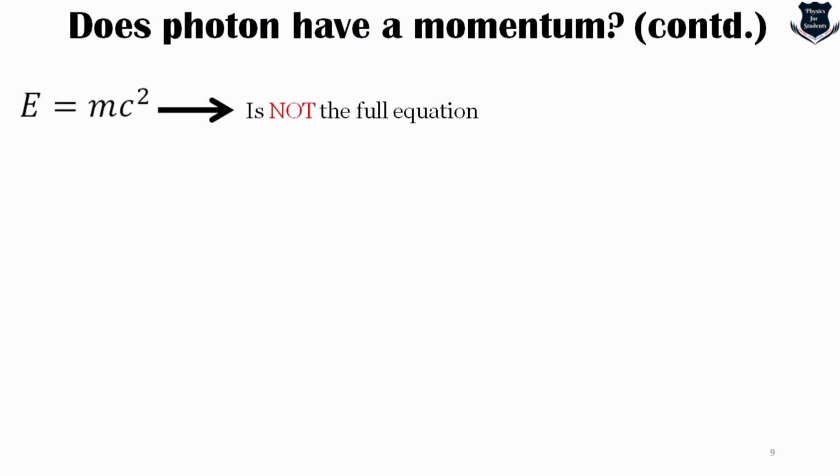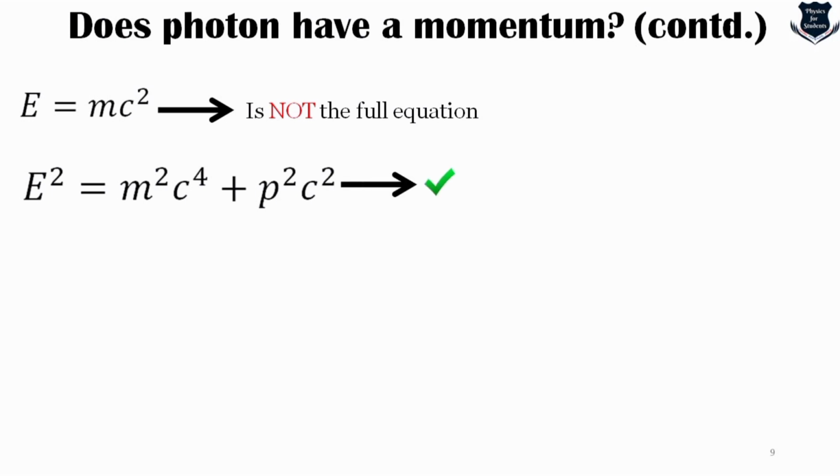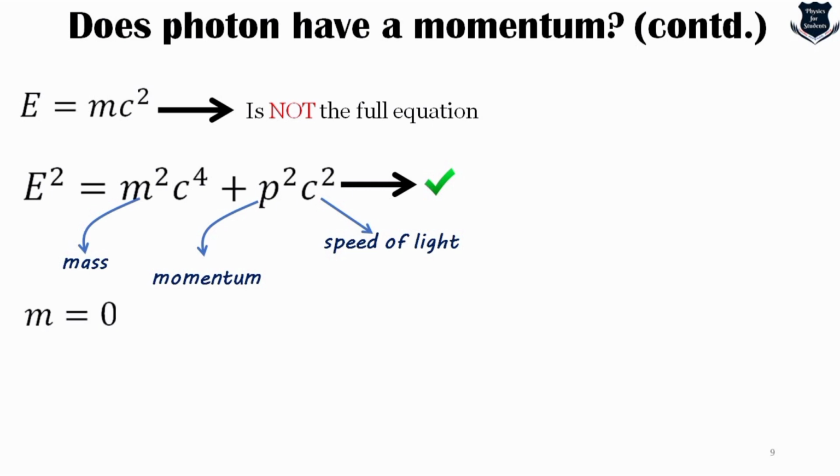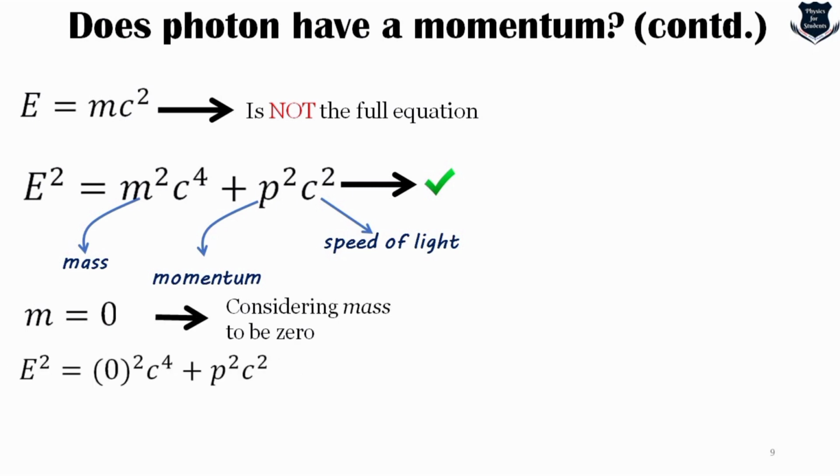Okay, so we continue with this equation E equals mc squared, but the problem is that this is not the full equation. The original equation comes up to here. So what we see is E squared equals, we are not going to look into this derivation, you can just understand this. Now this is actually the right kind of equation. Here m is the mass, p denotes the momentum, and c denotes the speed of light. Now if we put, for example, m equals 0, considering mass to be 0, then we get E squared equals this, which brings us to the equation E equals P times C.